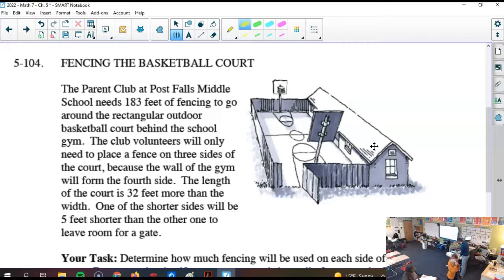All right, let's bring our brains back to what we were doing last week. Post Falls Middle School. And guys, we literally just did this a couple years ago with everything back behind Phoenix and Perry and all that space. Post Falls Middle School is going to make a new basketball court area. But interestingly enough, we know that they get 183 feet to go around the rectangular court.